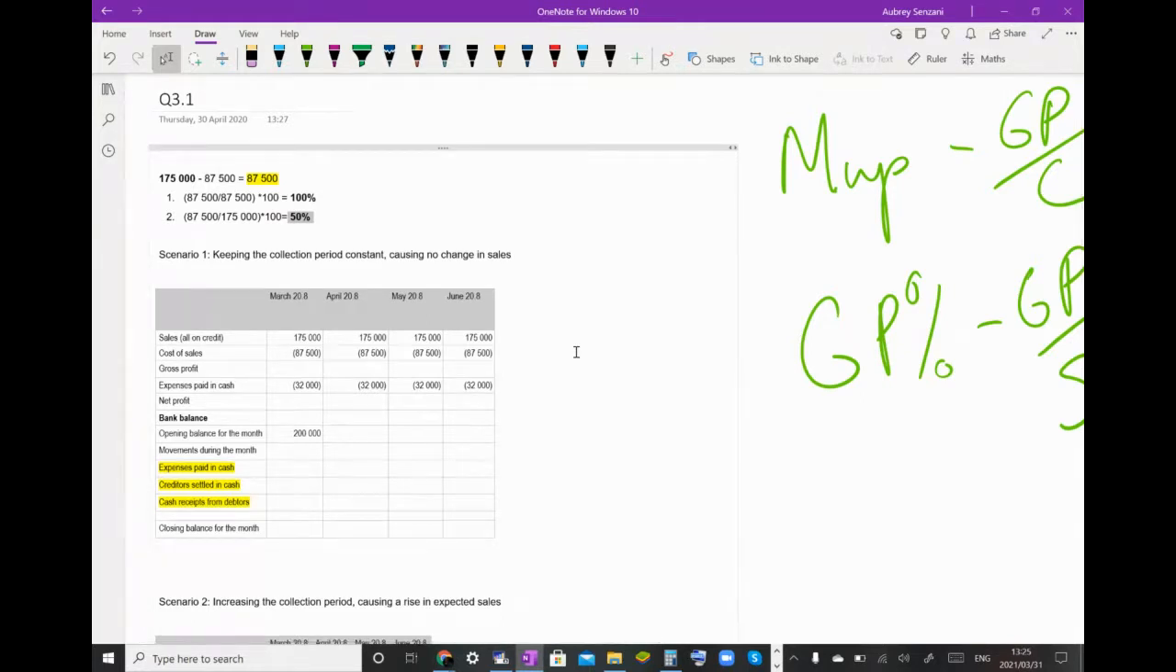Okay, for the 2 scenarios, what we must then do is, first things first, deal with it month by month. Here we already calculated the gross profit, and that was 87,500. After we've calculated that, if you look in the table there, you see that expenses paid in cash has already been filled. We already have that 32,000. So then we can calculate our net profit.